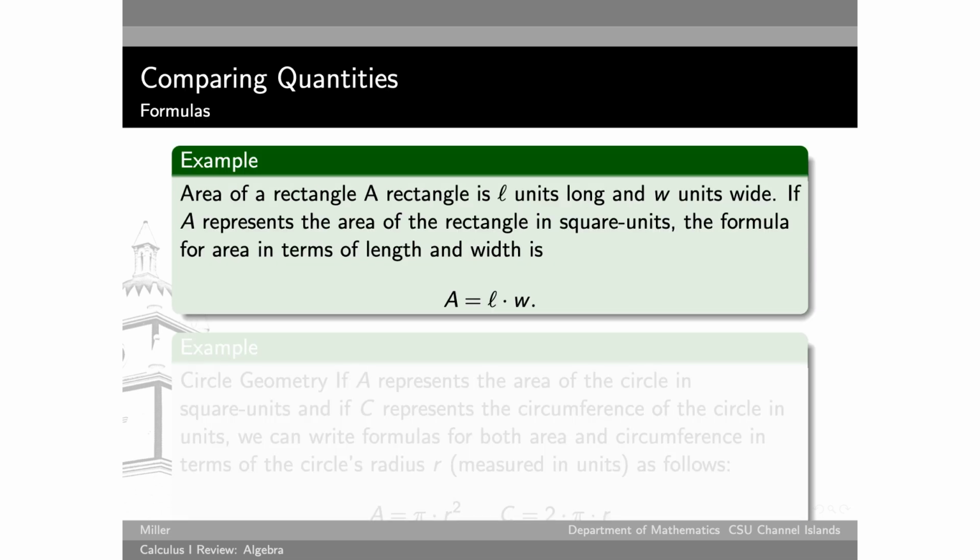Another formula example, the area of a rectangle is A. The rectangle is L units long and W units wide. If A represents the area of the rectangle in square units, the formula for area in terms of length and width is A equals L times W.